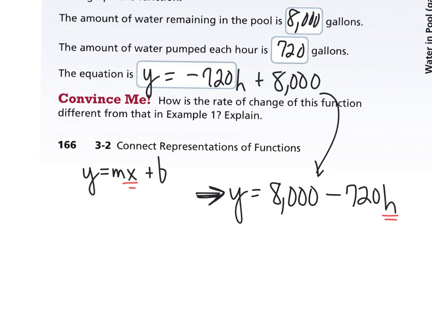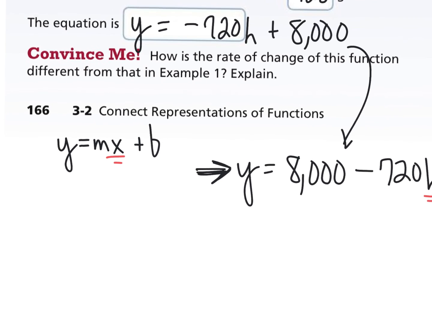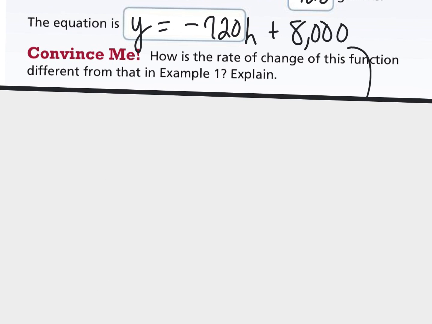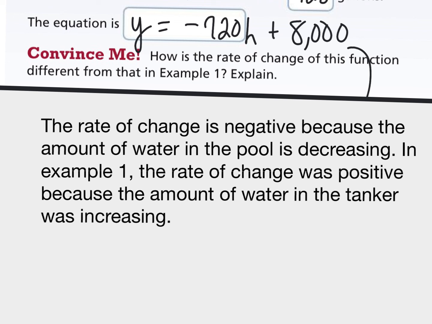Okay, and then the convince me says, how is the rate of change of this function different from that in example 1? So the difference is that on this one, so this is pretty specific answer here, I guess, but something like this would be a good explanation. The rate of change is negative in this problem because the amount of water in the pool is decreasing. In example 1, the rate of change was positive because the amount of water in the tanker was increasing.